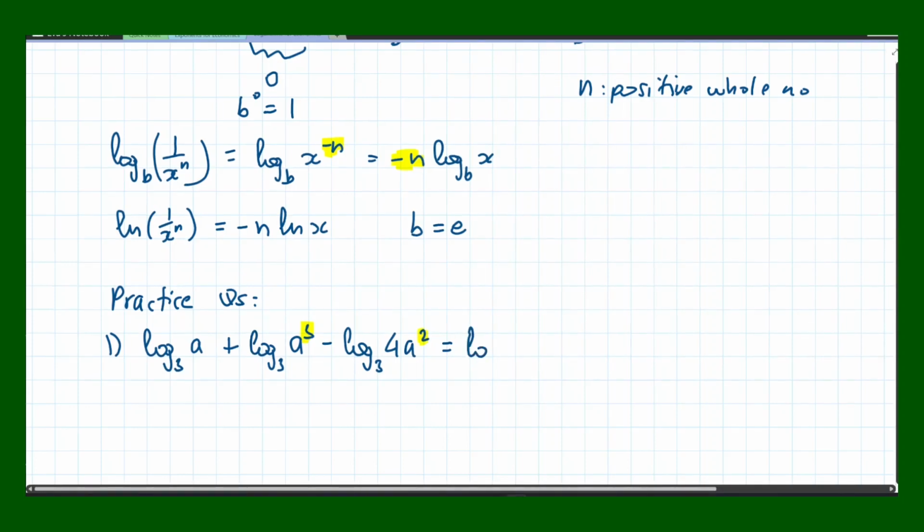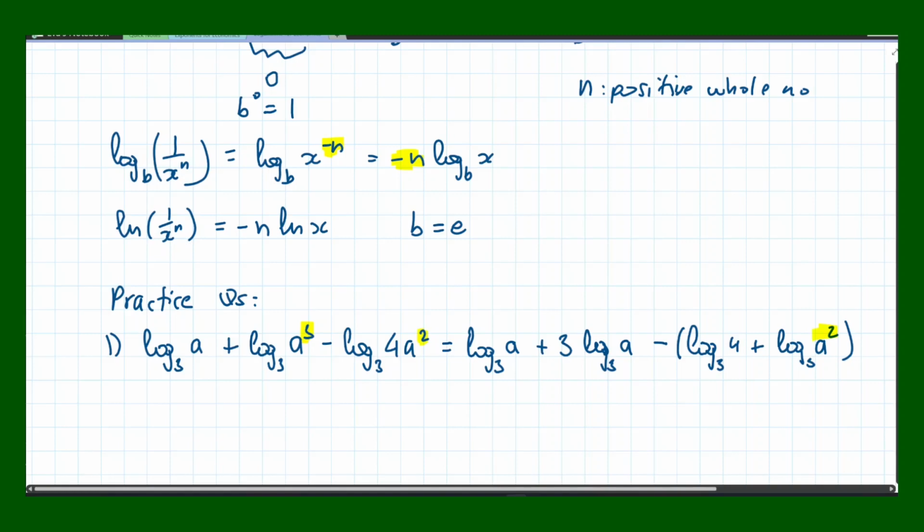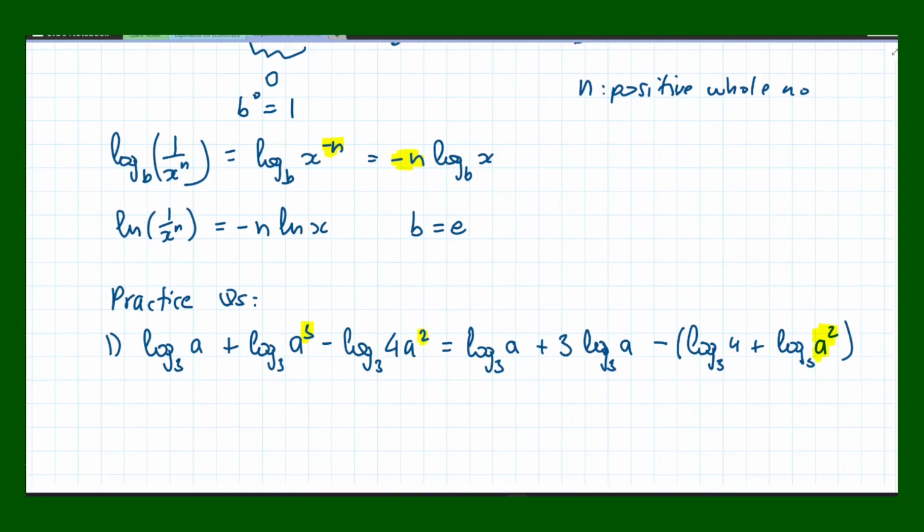The first term, log base 3 of a, stays as it is. There's nothing I can do with this. The second term can be replaced by 3 times log base 3 of a. And the third term I can break in two, and I have to keep it in a bracket because the negative sign applies to the whole log base 3 of 4a squared. I can break it into log base 3 of 4 plus log base 3 of a squared. And again, why did I do this? I did this because I wanted a squared on its own, so I can apply the rule of bringing the power down in front of the log sign.